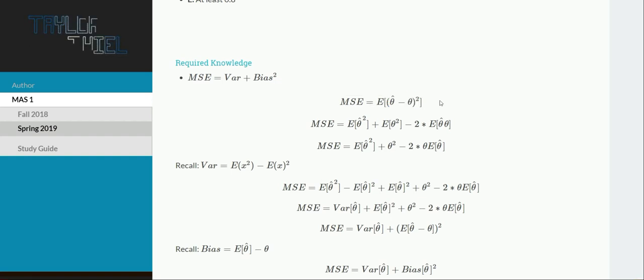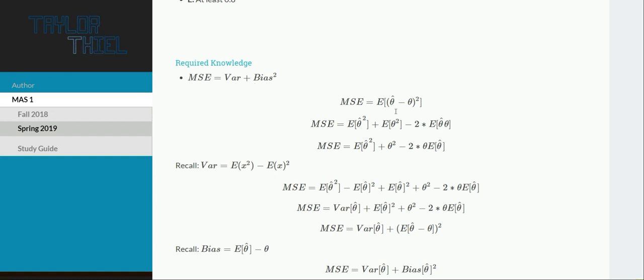The second form you need to know is that mean squared error, this equation right here, can be rewritten in the form variance plus bias squared. So we're going to do a lot of expanding out squared terms, adding zero in fancy ways, and we're going to be able to get to this equation here.